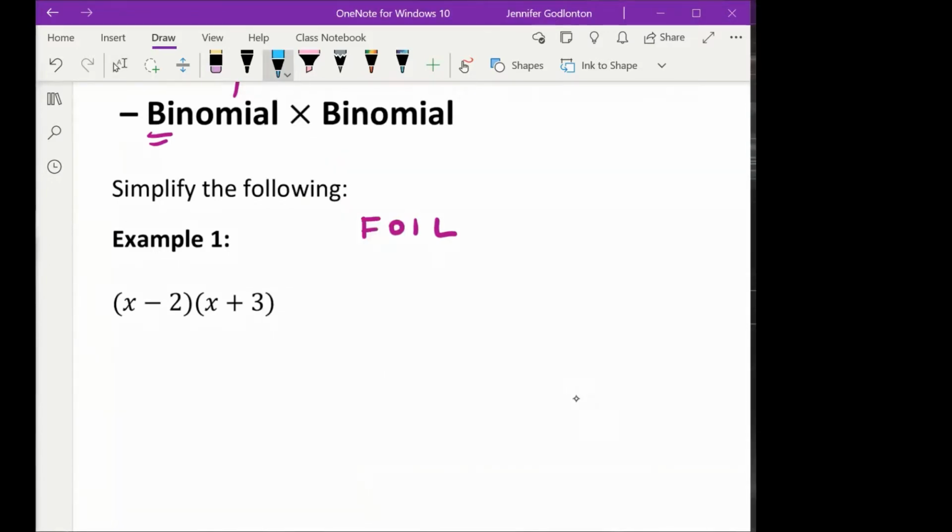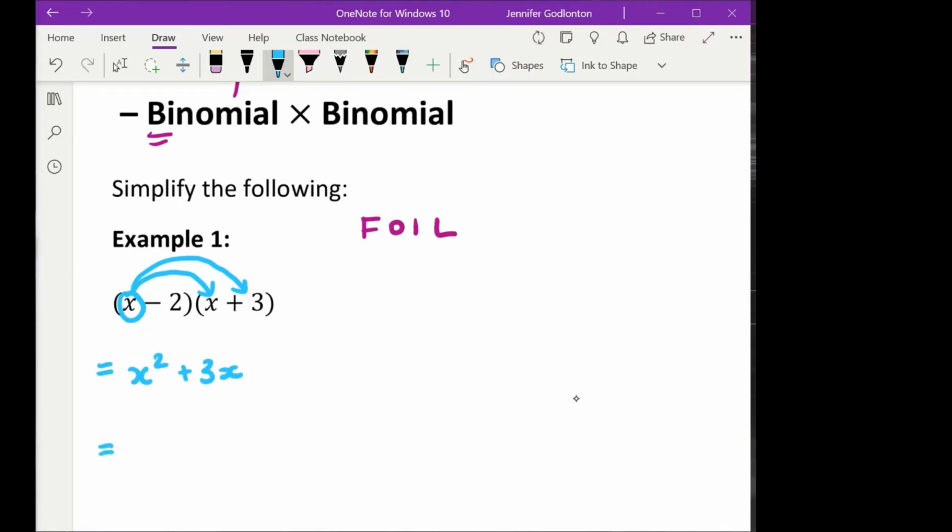Okay, so what I mean by multiplying everything in the first bracket by everything in the second bracket is that the first thing I have to do is take x and multiply it by x and multiply it by 3. That's my first job. So x times x is x squared and x times 3 is 3x. That's my first row.